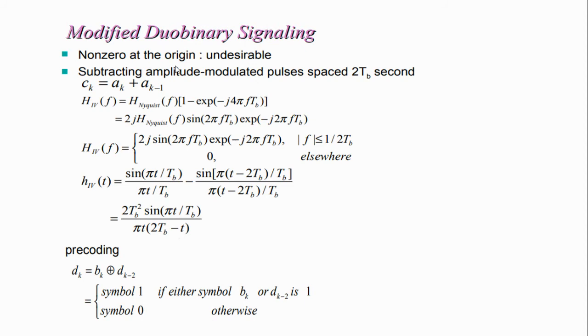A non-zero value at the origin is undesirable. Here, we subtract the amplitude modulation pulse spaced by 2Tb. That means Ck is equal to Ak plus Ak minus 2. And the H4 function here is the class 4 function.